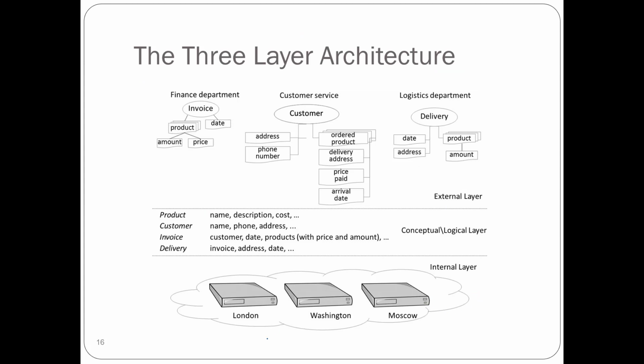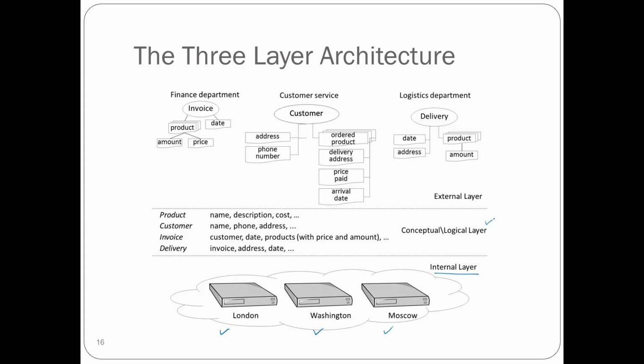Okay, so this abstract picture has been mapped to the real life scenario where at the internal layer, you can have your servers or data storage at different locations, say London, Washington, Moscow, where your data is stored in different storage devices, or you can think of clusters, data warehouses, and so on and so forth. So those details are at the internal layer.